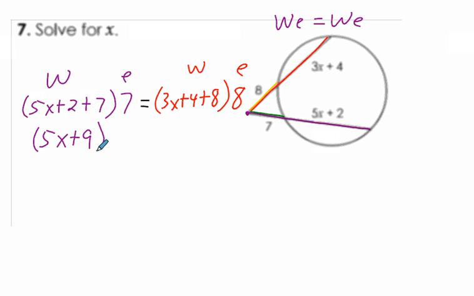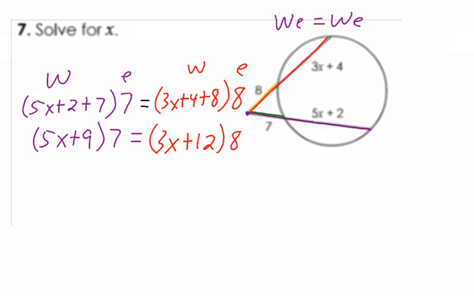So combining your 2 plus 7, then that's times the 7 on the outside. Same thing over here on the right side of my equation. Bring down my 3x. 4 plus 8 is 12. And then I'm going to multiply that times the 8, the exterior.